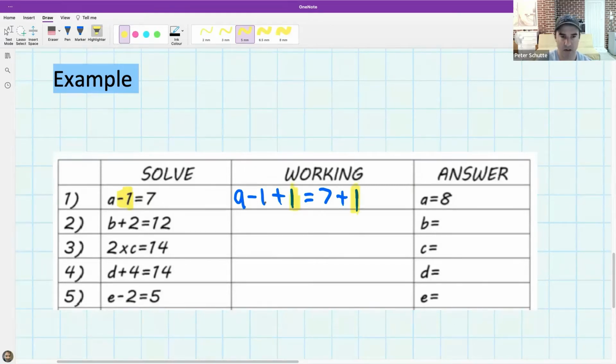So what's my final answer going to be? Well, I know minus 1 plus 1 is nothing. So my final answer will be 8.